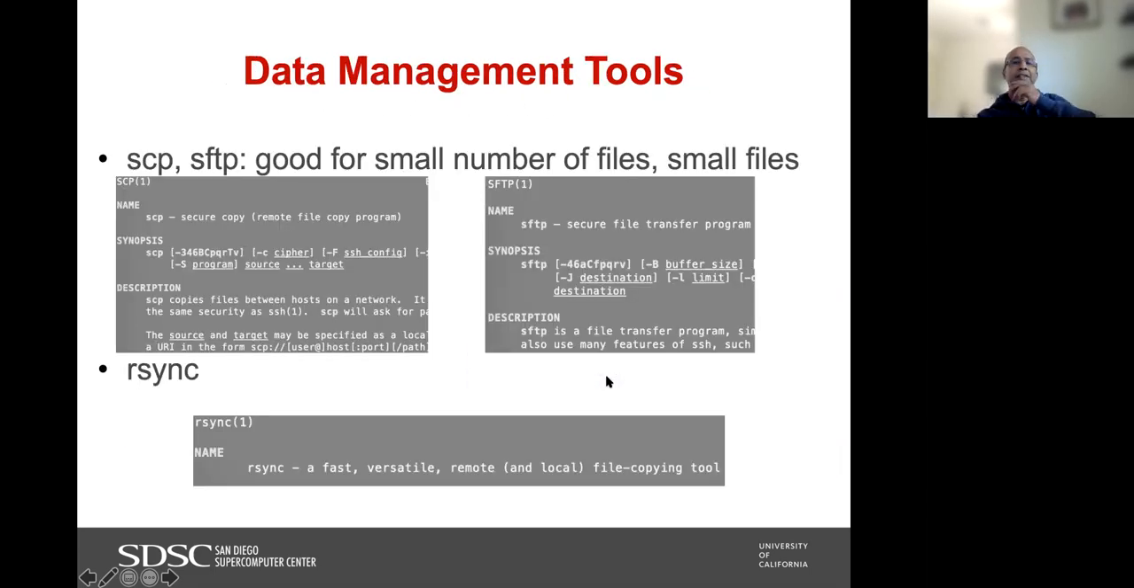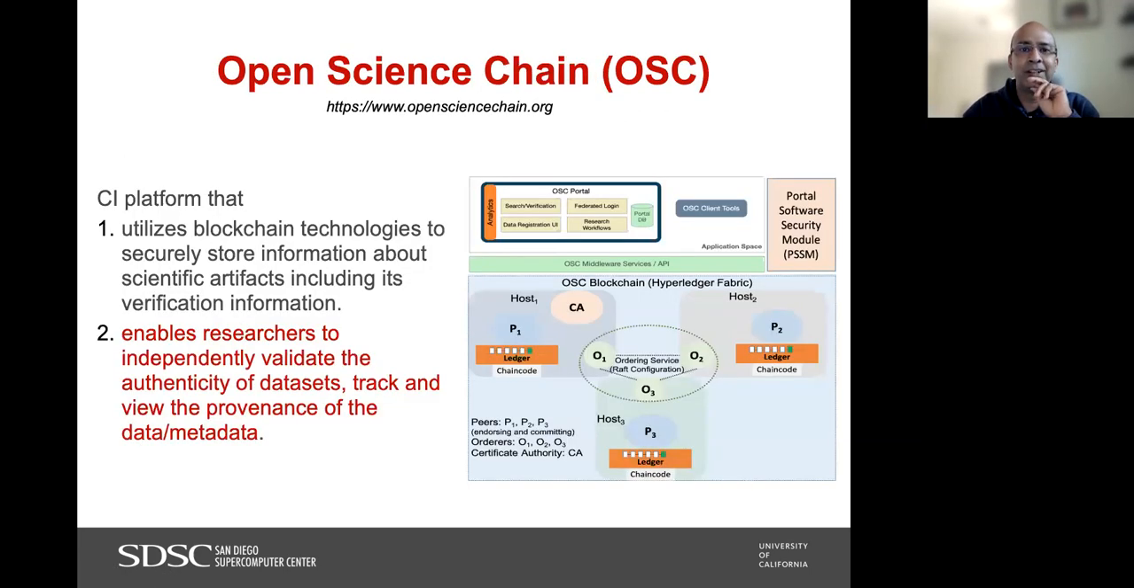Okay, so these are the traditional data management tools that we use. Now coming to Open Science Chain that I mentioned earlier, it's a CI platform, CI as in cyberinfrastructure platform, that uses some blockchain technologies to store information about data sets or data in general. And it can be used for provenance tracking or metadata management. Here is the URL for that.